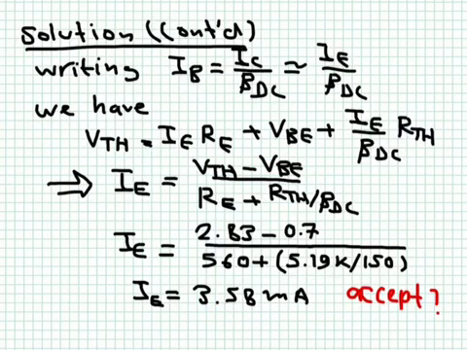Is this something we can accept or not? You have to go back to the circuit and check whether VCE is greater than 0.7 or not. I did that check and it's indeed greater than 0.7, which means that indeed the transistor is in the forward active region and my assumption was valid. If this is not the case, if VCE is negative or it's a small number, below 0.7, then we are not in the forward active region, we are likely in the saturation region.